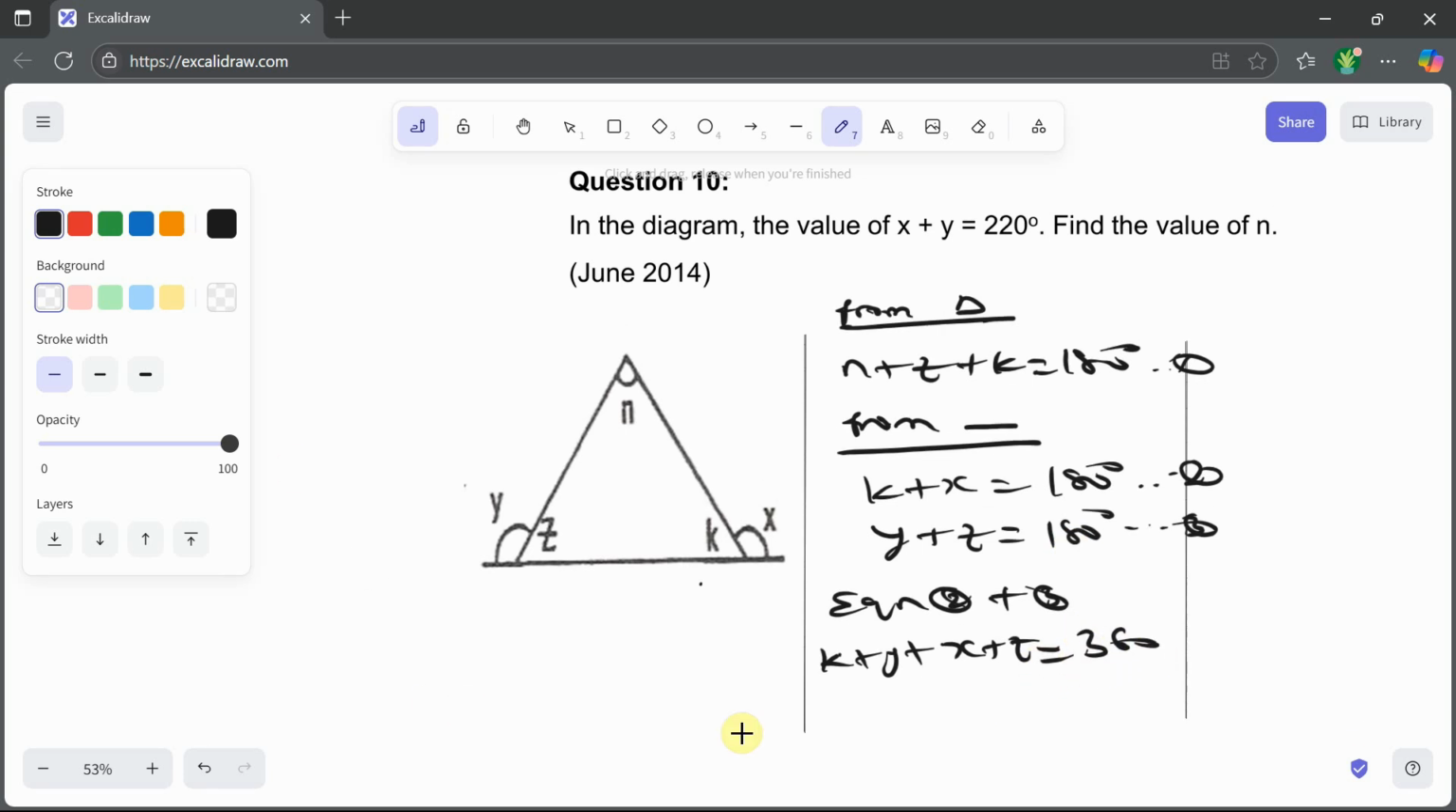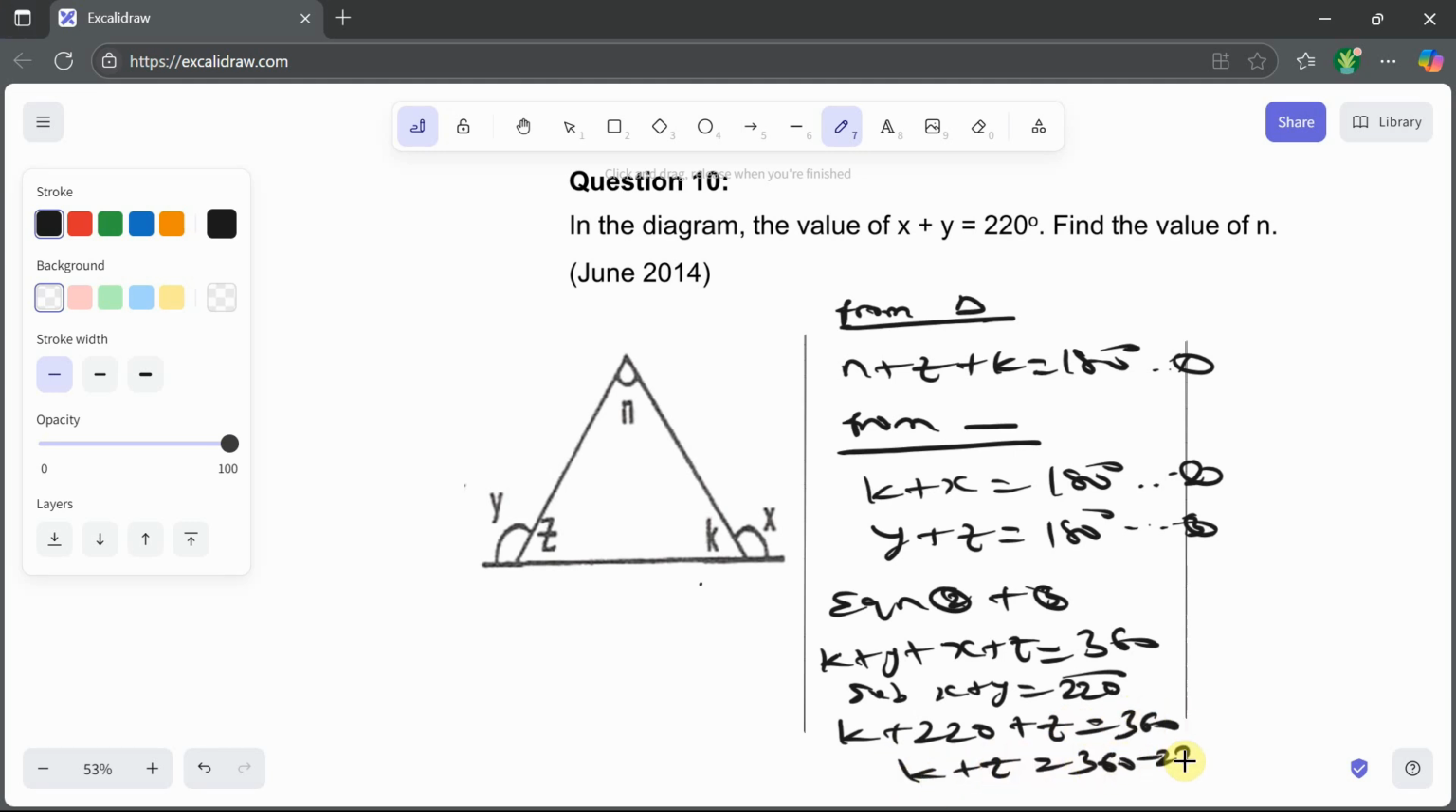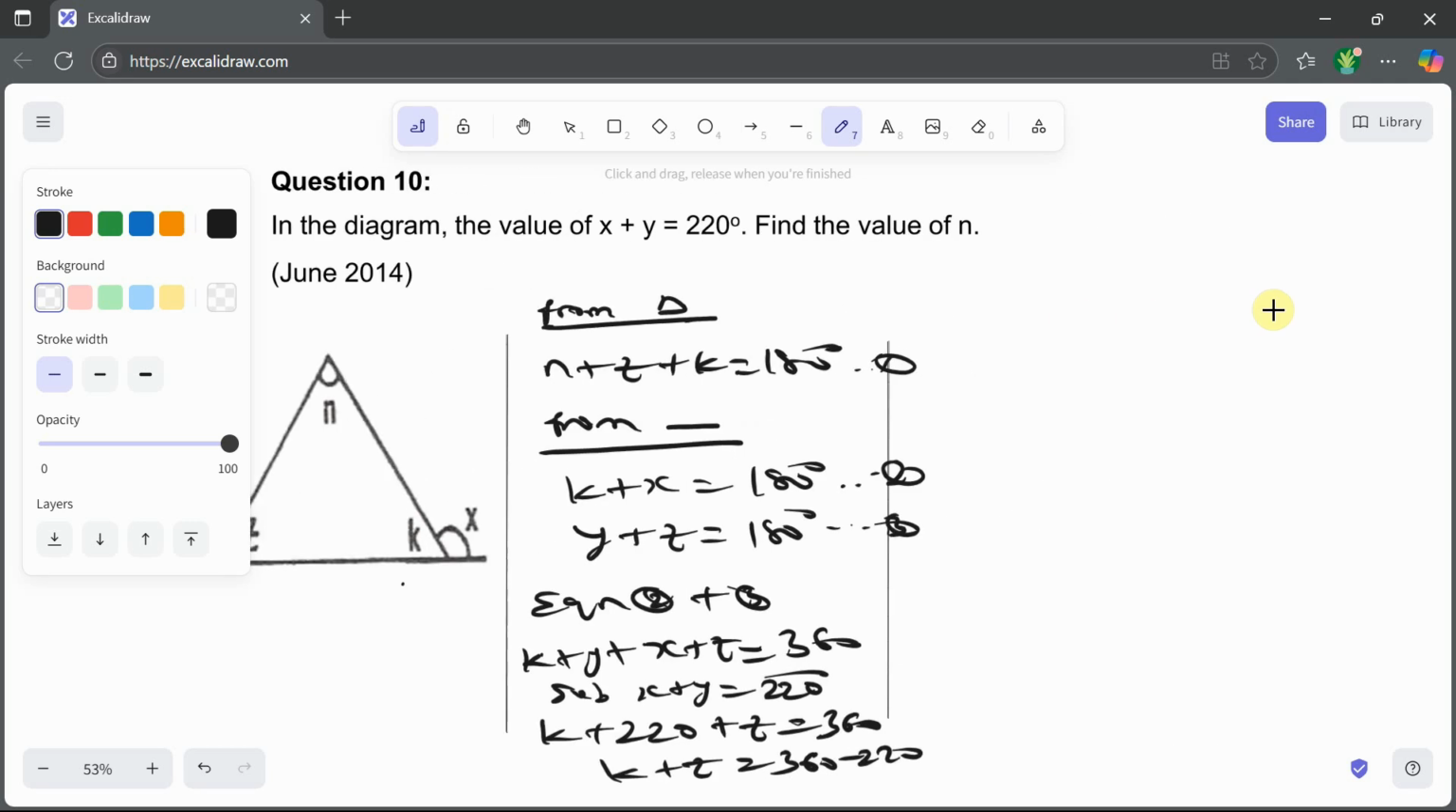We're already told that x plus y is equal to 220 degrees. So substituting x plus y, which is equal to 220 degrees, I could say k plus 220 plus z is equal to 360. So that would be k plus z is equal to 360 minus 220. Right? I mean, this is one way you could solve it. You could solve it another way and try to maybe substitute somewhere else. But this is basically an equation. So when we're adding to combine two equations together, that would be faster for us. So k plus z is equal to 140 degrees, right?